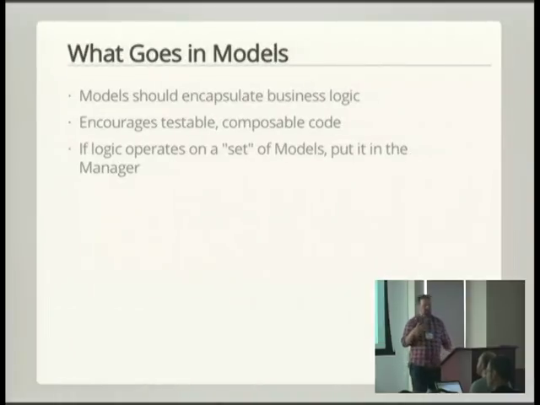but in the model, this is what I'm rethinking now, but I'm going to say it anyway. Models should encapsulate your business logic. They should define how your data is stored and what operations you take on it. And this will encourage testable code. I'll show you an example in a moment, but basically, if it's going to operate on a model or on a contact, define it as a method of the contact model. That's a whole lot better than doing the operation kind of as a one-off inside of a view somewhere. If it operates on a set of your models, so say I want to operate on multiple contacts, then that's going to go to something called the manager.